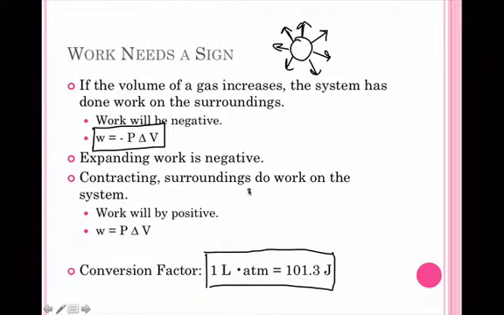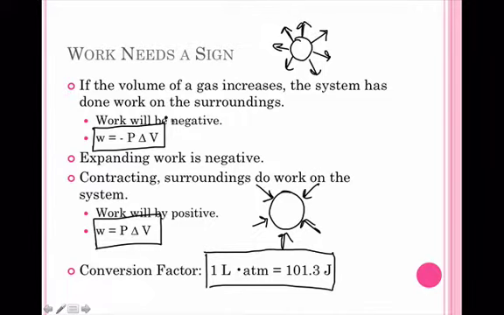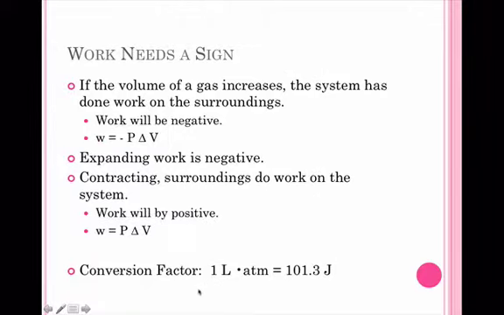Contracting, surroundings are doing work on the system. So if we have a gas where it's getting smaller, that means the surroundings are doing work on the system and work is going to be positive. And that's when we would use this without that extra negative sign. So if the volume of the gas is going up, we are going to have negative work. If the volume of the gas is going down, we're going to have positive work. And then again, here's that conversion factor for us to use.